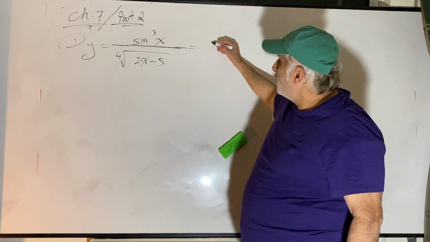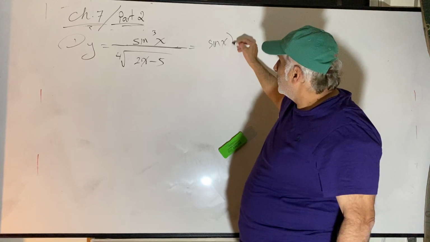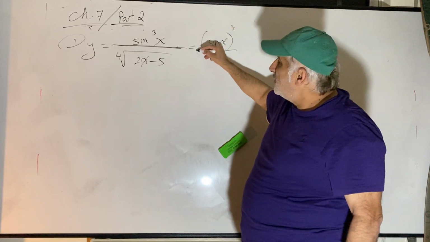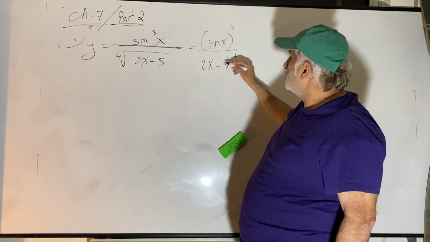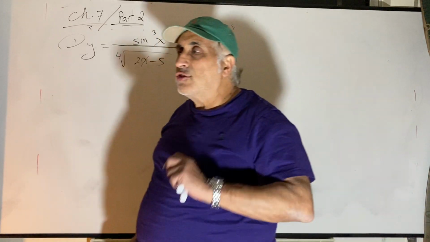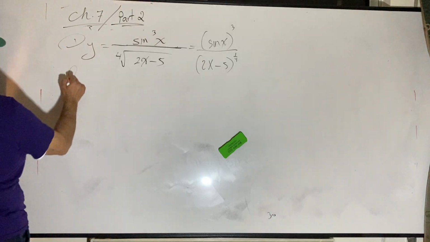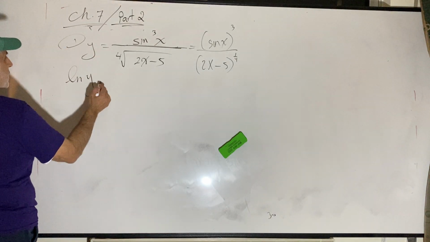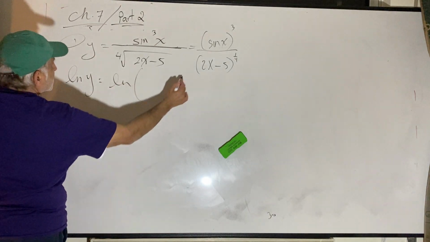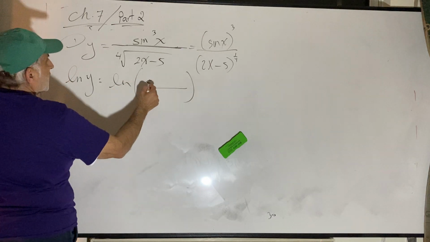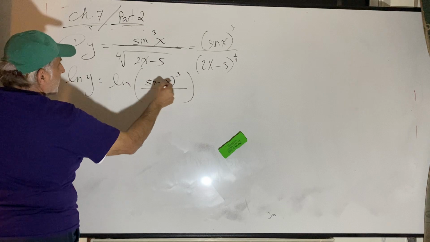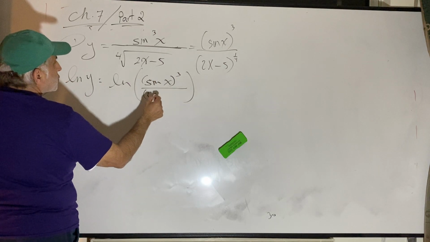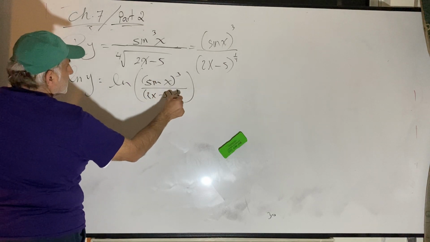So let's simplify the first one. The first one to the power 3, while the denominator, 2x minus 5 to the power 1/4. Take ln to both sides. Remember what we did in lecture 1? ln y equals ln to both sides, which is sin x to the power 3 over 2x minus 5 to the power 1/4.